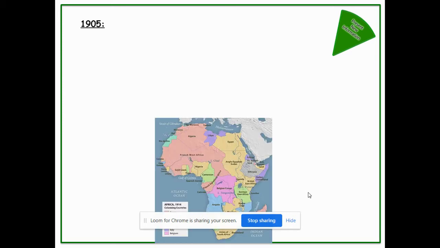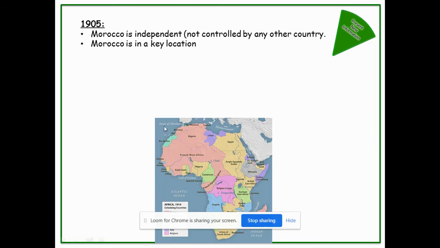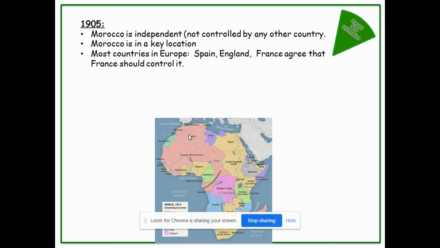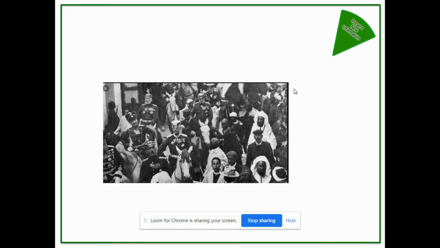So, 1905, as I've said, we've got Morocco in the top of North Africa, key strategic location because of its proximity to Spain, and it's got lots of ports on the Mediterranean. In 1905, Morocco's independent. It's not controlled by any other country. It's controlled by a sultan, a term that you will have seen in the keywords, who is effectively like their king and runs the country. Most countries in Europe in 1905 had also agreed that France should control most of the country. A lot of countries around Morocco are already controlled by France, and so it was believed by countries like Spain, England, and France, obviously themselves, that the French should have some form of control over Morocco.